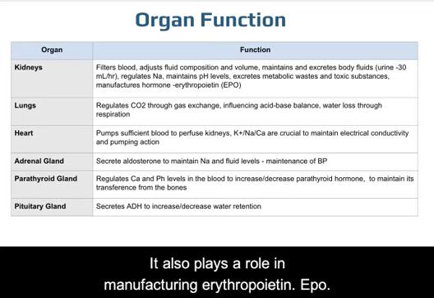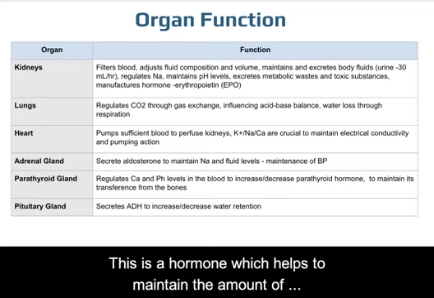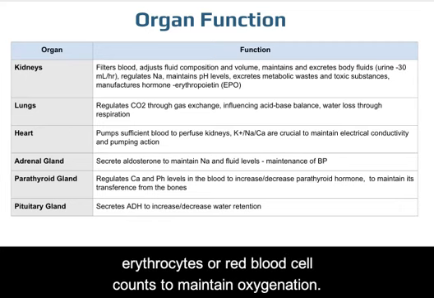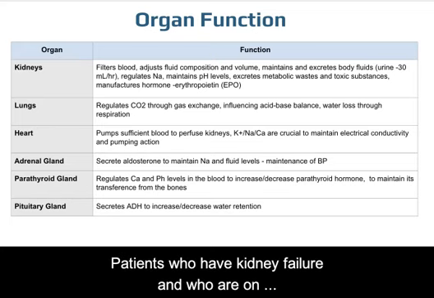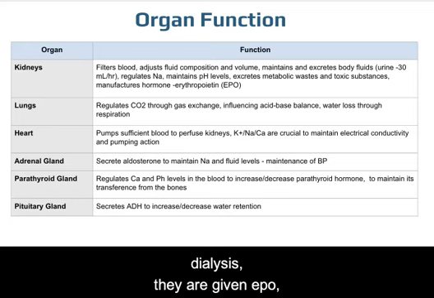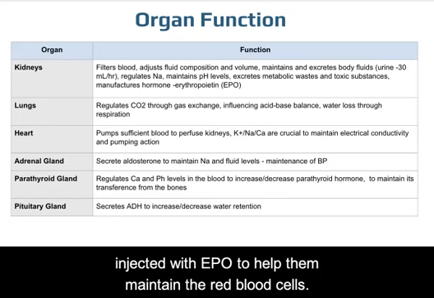It also plays a role in manufacturing erythropoietin, EPO. This is a hormone which helps to maintain the amount of erythrocytes, or red blood cell counts, to maintain oxygenation. So patients who have kidney failure and who are on dialysis are injected with EPO to help them maintain the red blood cells.